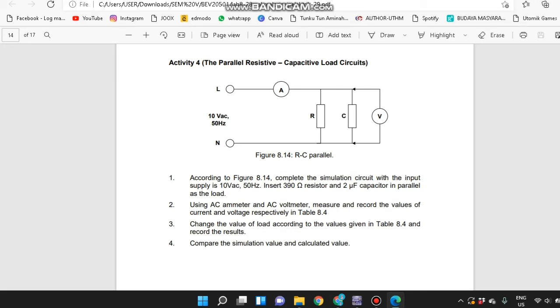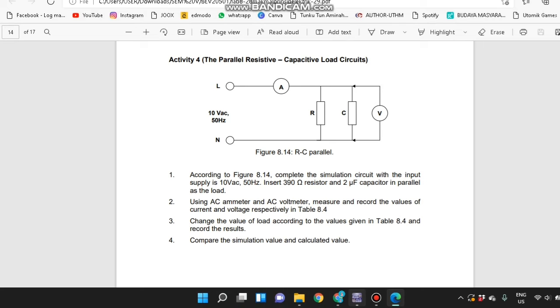Thank you. Assalamualaikum, my name is Nik Nurakilah. So we continue on activity 4. Activity 4 is the parallel resistive capacitive load circuit, the RC circuit. We are going to measure the ampere and voltage for this circuit.